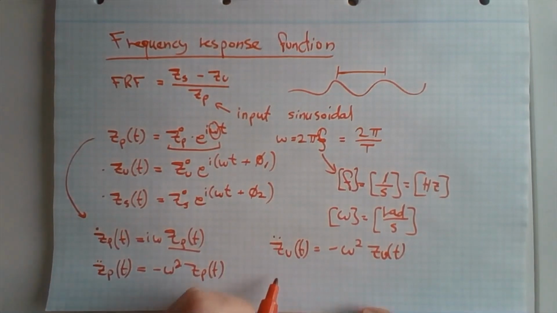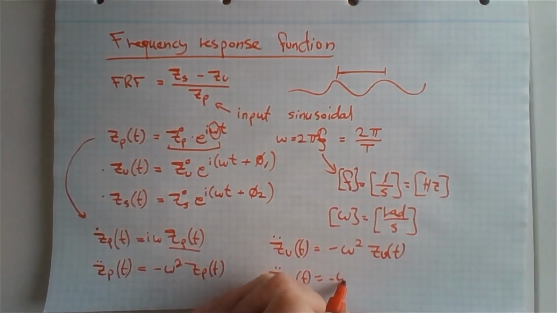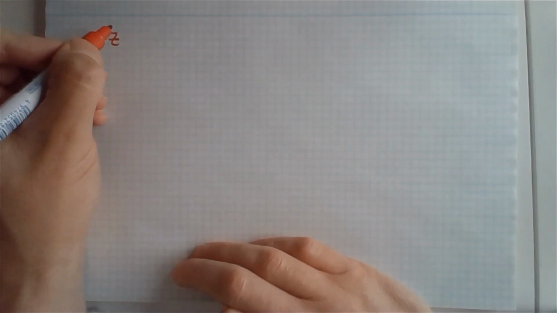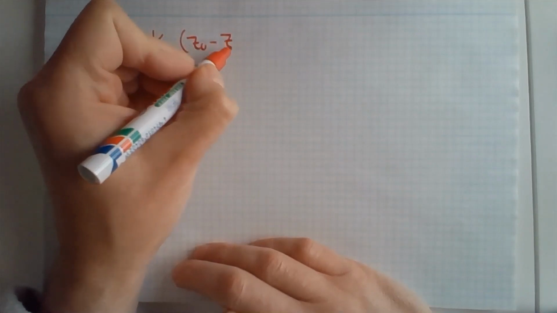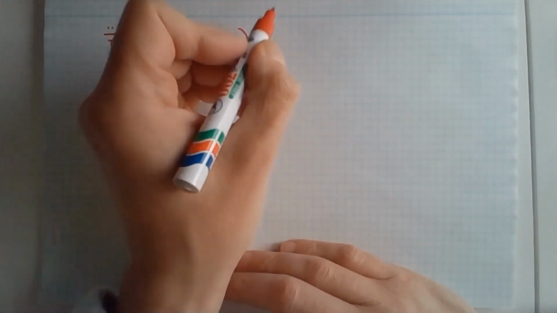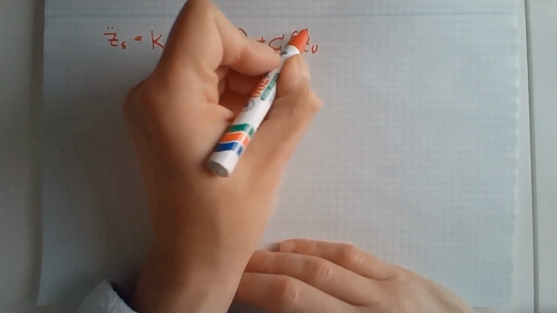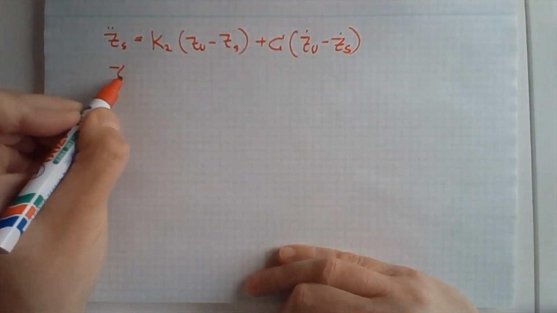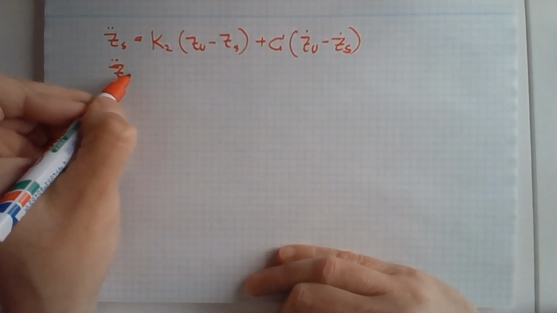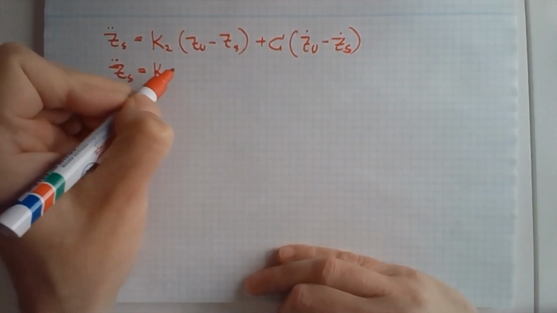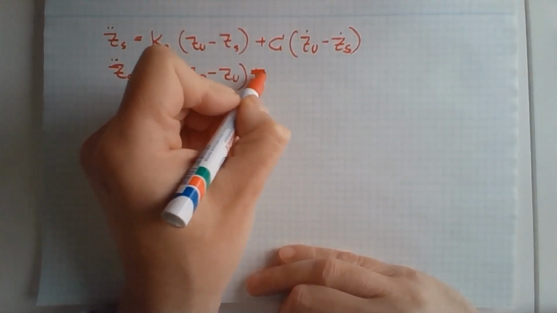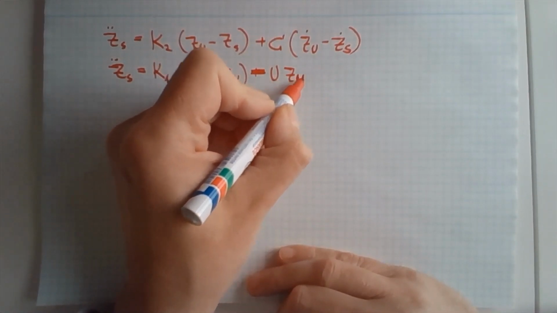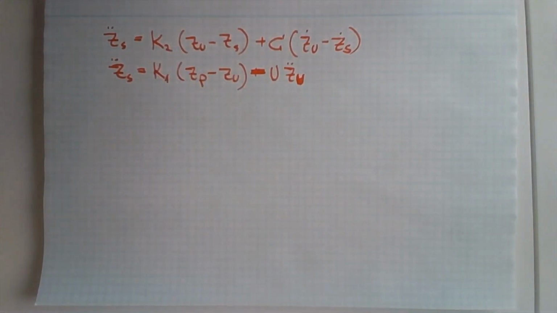And same for ZS double prime. It will be minus omega squared ZS of t. Let's look at the original set of equations for the IRI. That was K2 (ZU minus ZS) plus capital C (ZU dot minus ZS dot). And here we have ZS double dot, K1 (ZP minus ZU) plus, now there's a minus here, U times ZS ZU double prime. So this is the original set of equations.